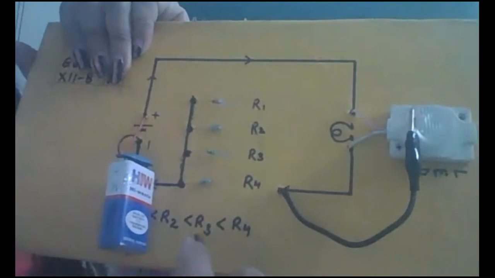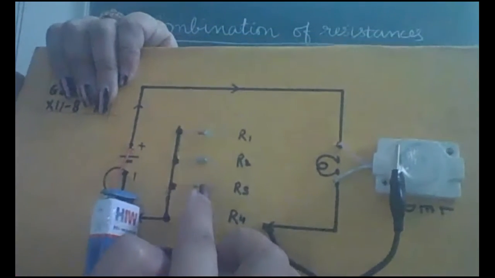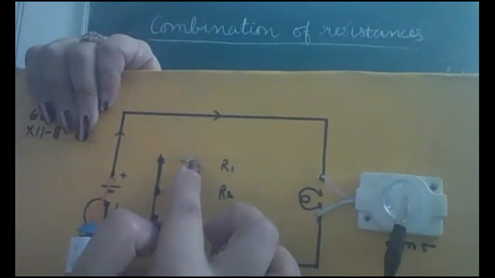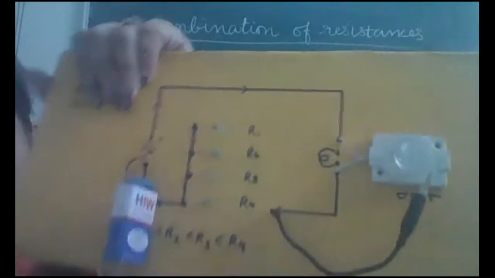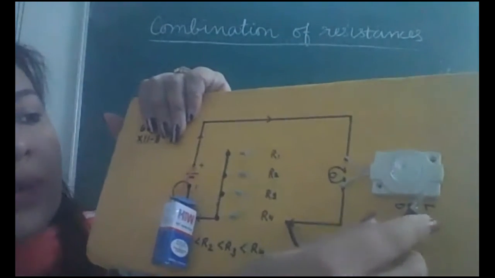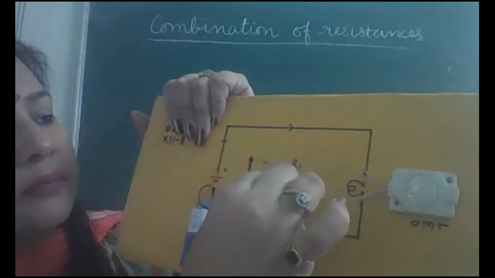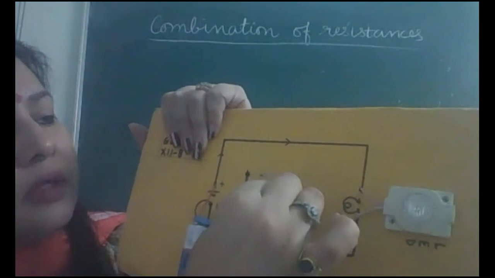And how does the resistance vary here? This is maximum resistance R4, less than that, less than even that. This is the minimum resistance, the least resistance. Okay, so let us see how it works. When I bring the contact on resistor R1, you will see the light glowing.